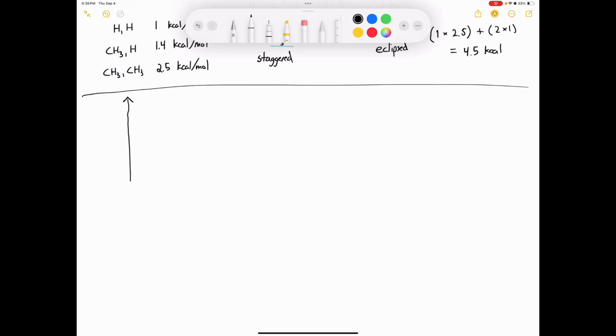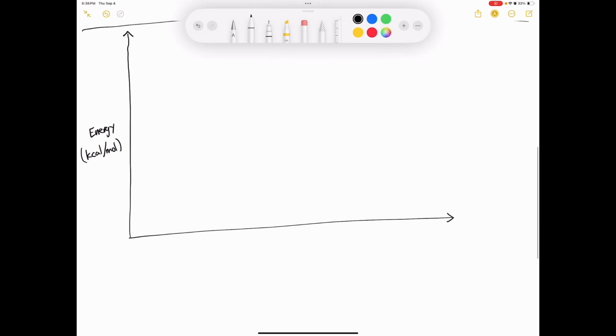Okay, so on the y-axis you have energy, and this is going to be kcal per mole. Typical energy unit. Okay, and then on the x-axis right here, you're going to have torsional angle. So this is the angle of rotation around that central C-C bond. Okay, so let's draw a graph here.